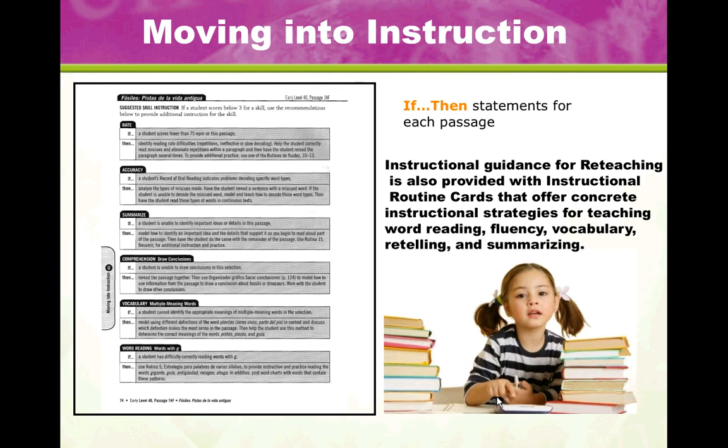Again, at the end, which I really value in this assessment, is that it also provides moving you to instruction. You will see some if-then statements for each passage: if the student is doing this, then these are the kinds of things you need to work on to help the child move. Instructional guidance for reteaching is also provided with some instructional routine cards that offer concrete instructional strategies for teaching word reading, fluency, vocabulary, retelling, and summarizing.